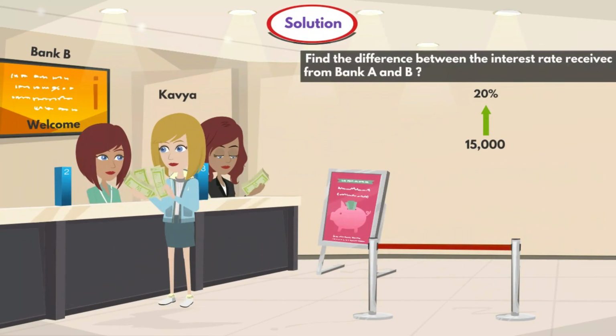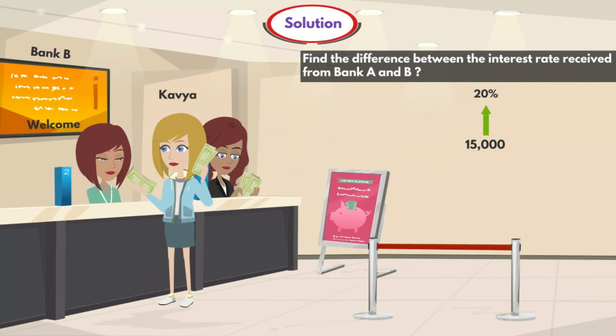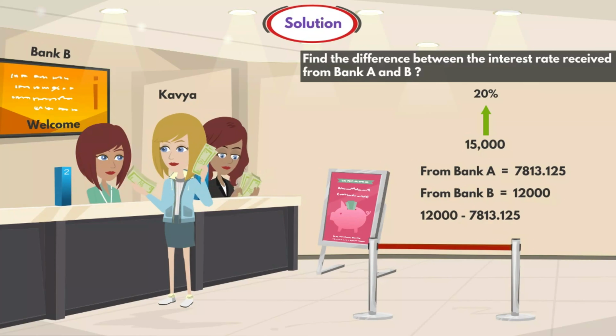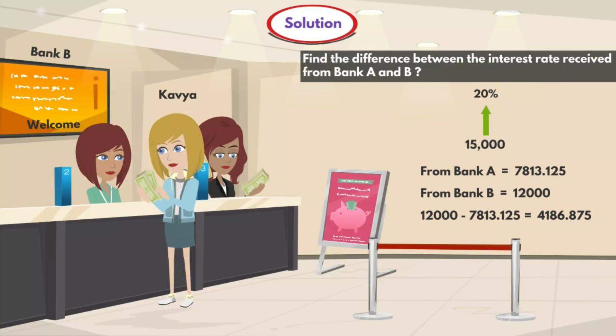Now in the question they are asking the difference between the interest received from Bank A and B. So here the interest received from Bank A is 7,813.125 and the interest received from Bank B is 12,000. So the difference is 12,000 minus 7,813.125. That is 4,186.875. So here the difference between the interest received from Bank A and B is 4,186.875 rupees.